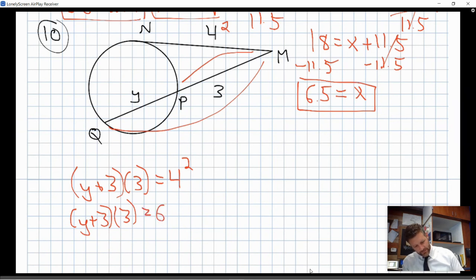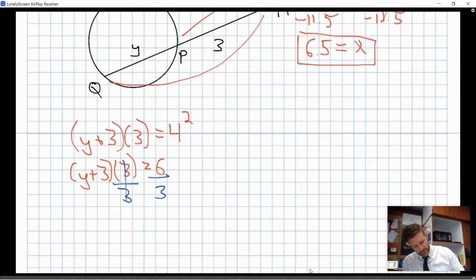We can now go ahead and just divide by 3. I like to change colors when I do my algebra steps. Oh, I'm sorry. Somebody stop me, please. We're still in time to fix it. That's why you show your work. 4 squared is not 6. I don't know where that came from. 4 squared is 16. There we go. So we get y plus 3 equals 16 over 3.